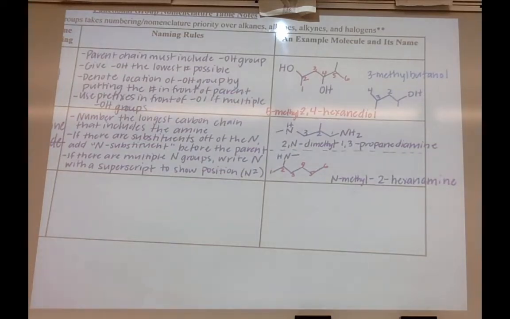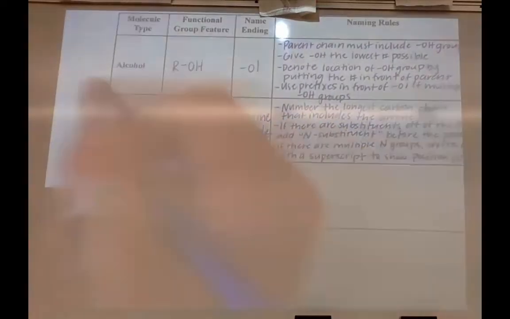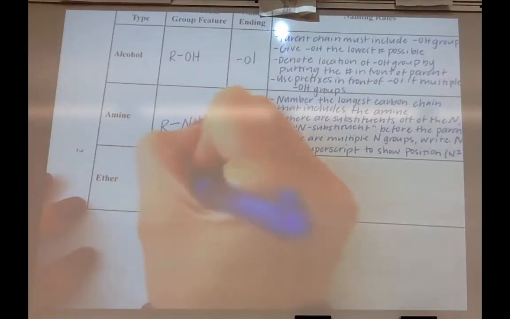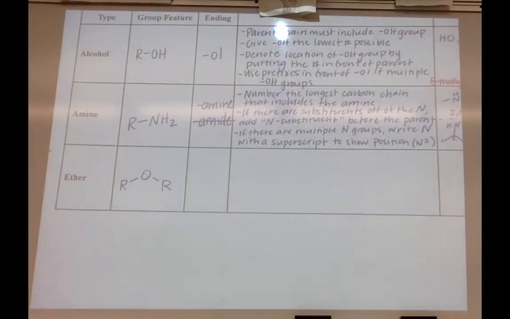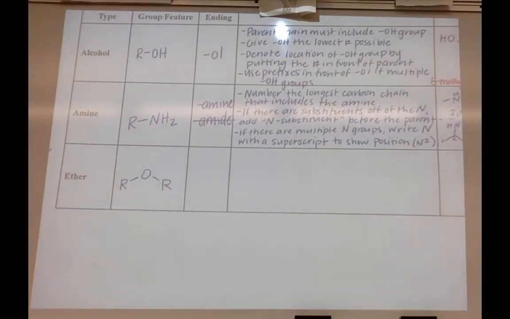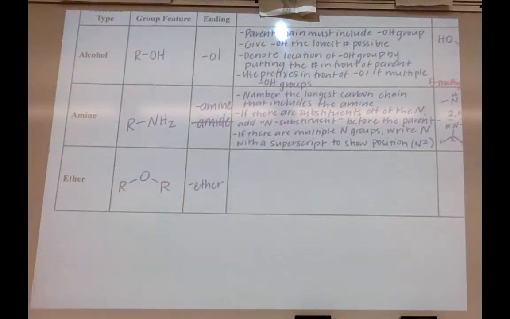Okay, so the last functional group that we're going to look at is an ether. So an ether is an oxygen single bonded to 2 carbon groups. The ending of the name is just ether. Now, an ether is a little unique because an ether actually has 2 parent chains. You have a parent chain on each side of the oxygen.